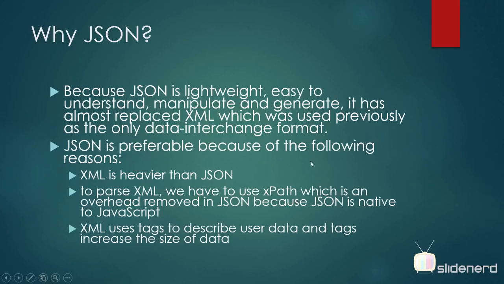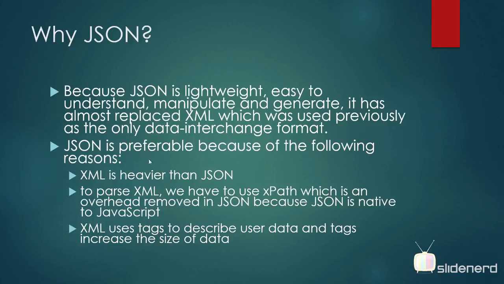So what is JSON then? JSON is simply easy to understand, manipulate, generate. It almost replaces XML everywhere. And JSON is preferable because XML has tags. JSON doesn't need tags. It's pretty simple. And you will see how JSON actually looks like in a few moments.